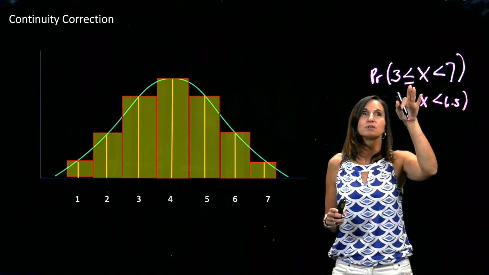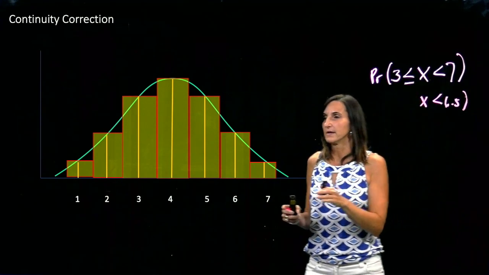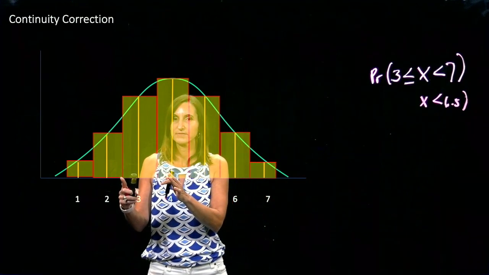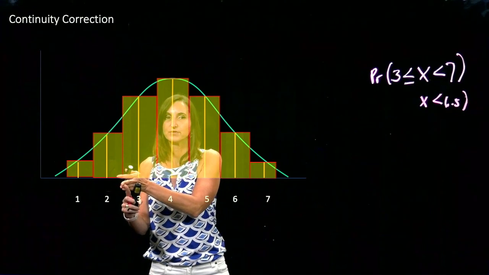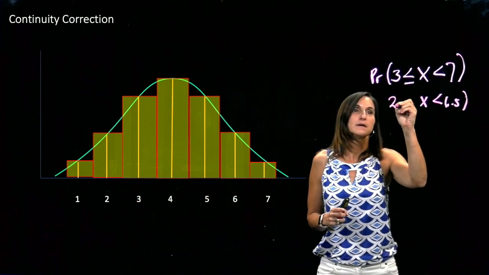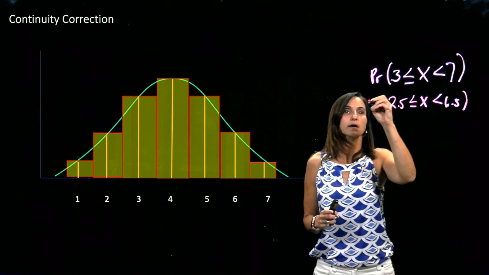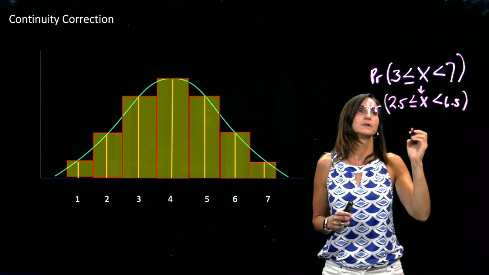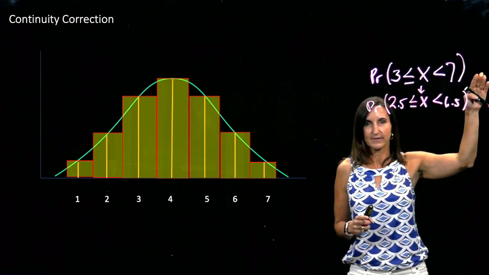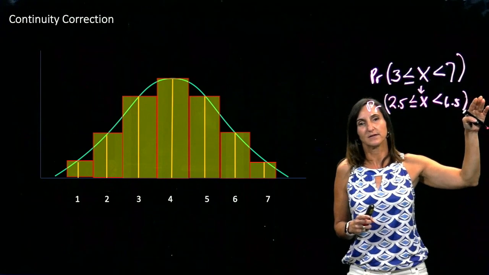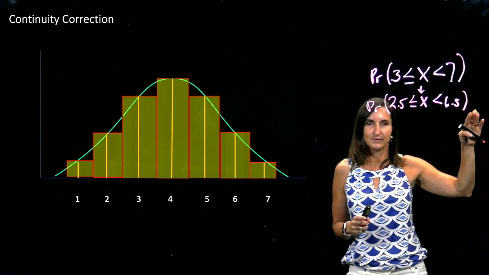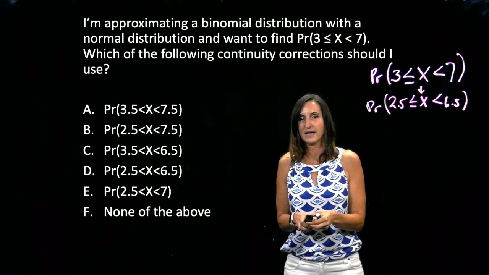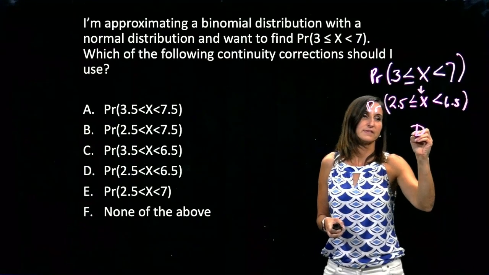And on the other side, I want x greater than or equal to 3. So I want to include this whole block that contains 3, so I want to move down to the 2.5 side here. So this would be the continuity correction that I would use when I'm estimating a discrete random variable with a continuous distribution function. So hopefully you found that this is answer D.